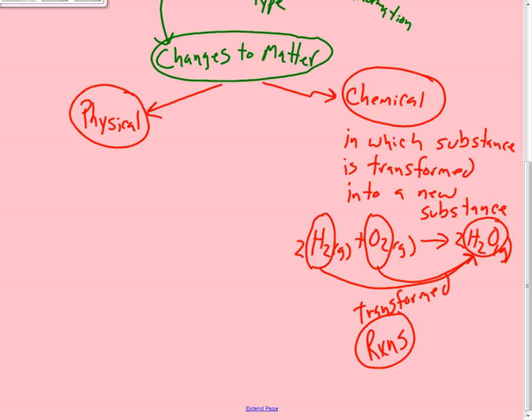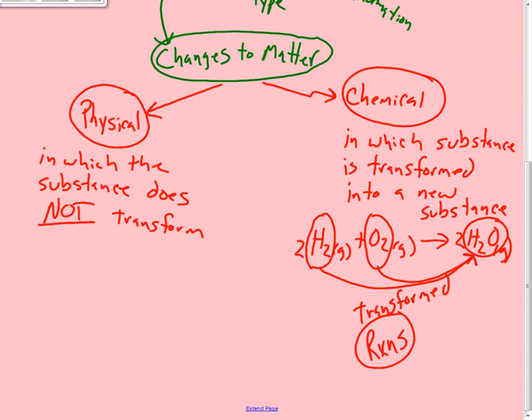A physical change is a change in which the substance does not transform. It changes shape, it changes state, but does not transform. Let me finish. There could be a change of shape, could be a change of state, which we'll get into a little later.